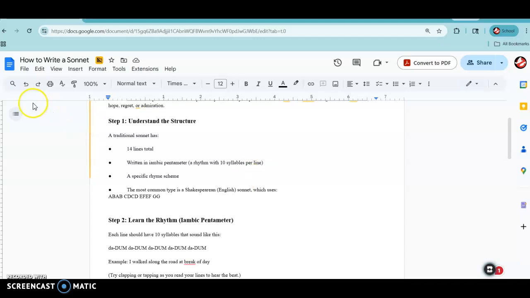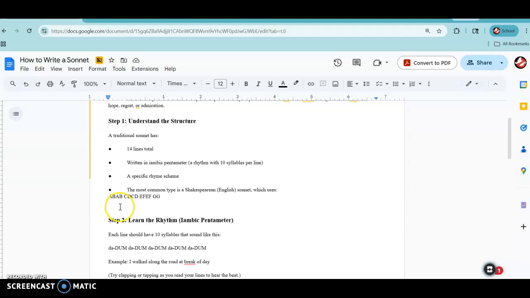It says, what we already know, a sonnet has 14 lines, is written in iambic pentameter, which is a rhythm with 10 syllables per line. We're not going to worry about iambic pentameter today, okay? Because I'm not going to make you drive yourself crazy doing that. We're just going to follow the rhyme scheme.